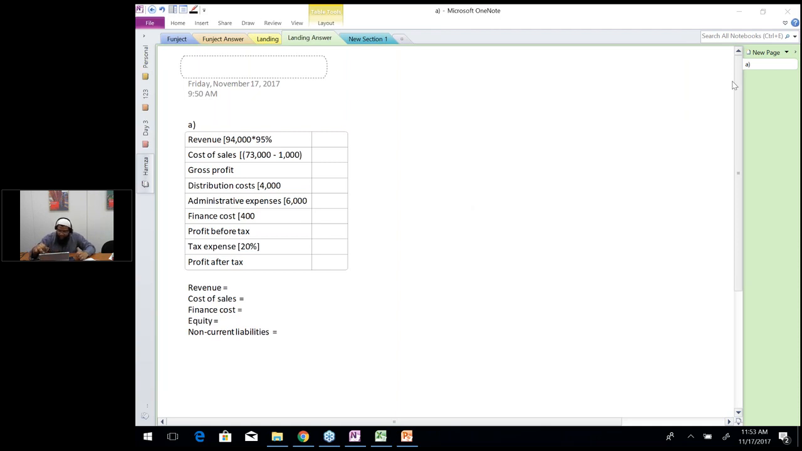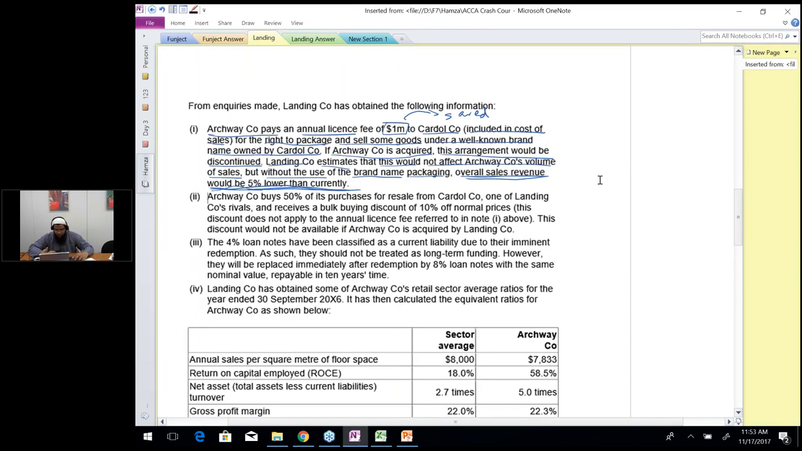Okay, now can you people read the adjustment number 2 and see what impact should be incorporated in adjustment number 2? Try out the adjustment number two.